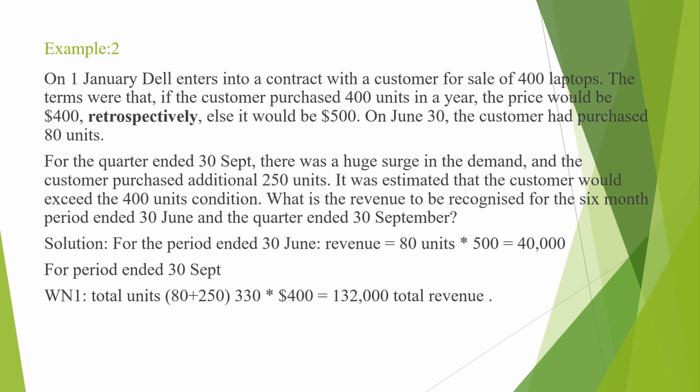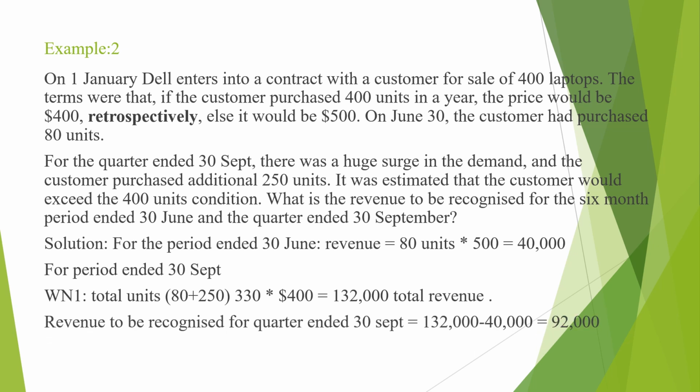So the total revenue to be recognized should be $1,32,000, right? But out of $1,32,000, you have already recognized 40,000 as revenue up to June. Therefore, revenue to be recognized for the quarter 30th September would be 1,32,000 minus 40,000, that is 92,000. This is how you will recognize the revenue, right?